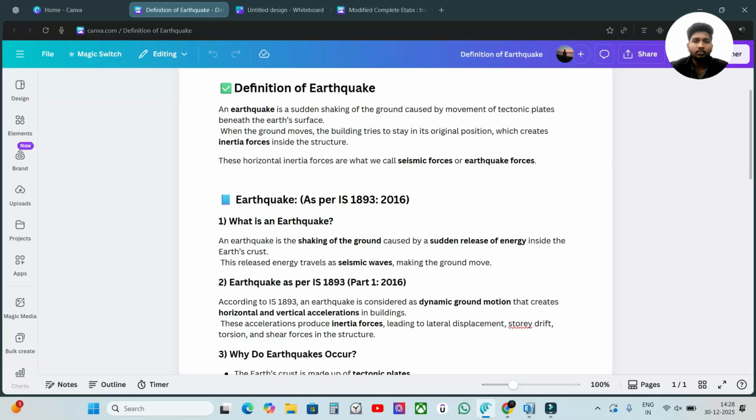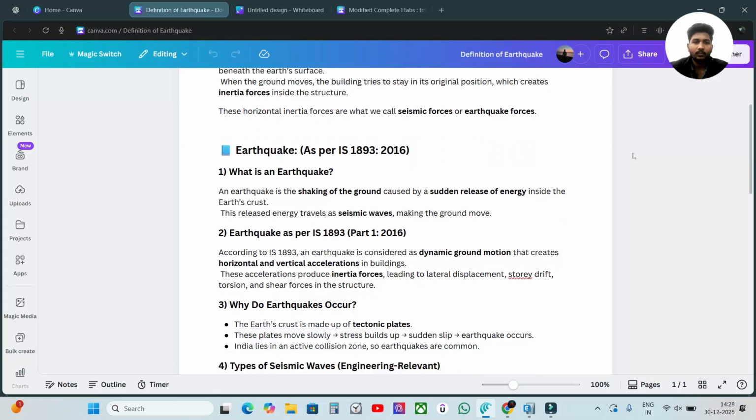surface. When the ground moves, the building tries to stay in its original position, which creates the inertia forces inside the structure. These horizontal inertia forces are what we call the seismic forces or the earthquake forces.